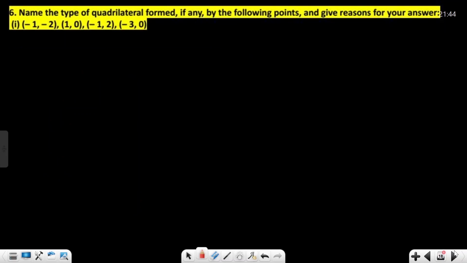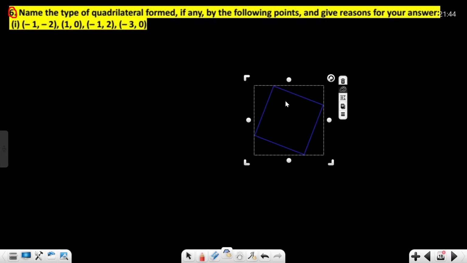Do it yourself. Now, same question like the previous question: name the type of quadrilateral. Quadrilateral means what? How many sides does a quadrilateral have? Four sides. We don't know what kind of quadrilateral it is. So make it, suppose this type of any quadrilateral, we don't know about it.